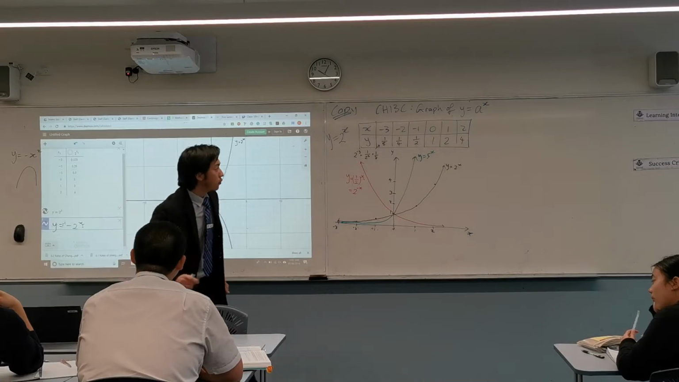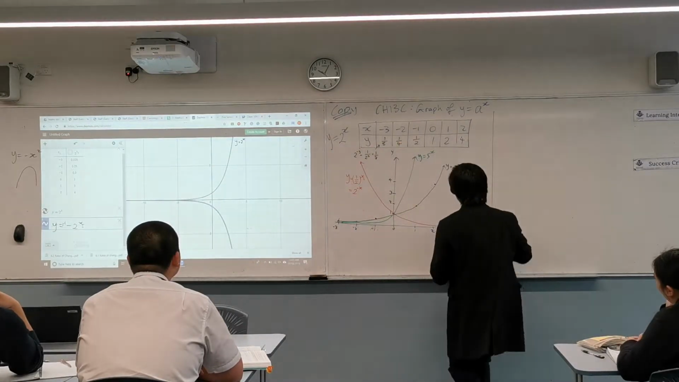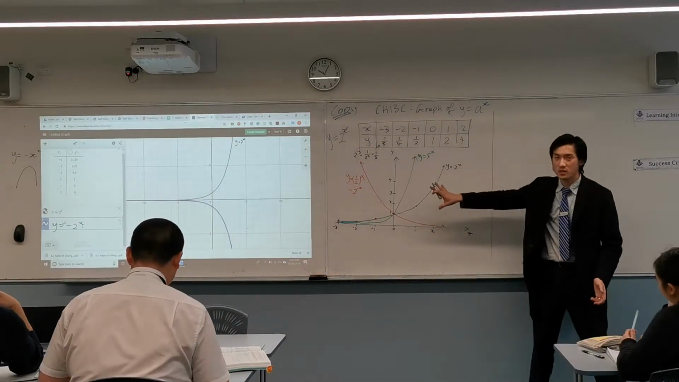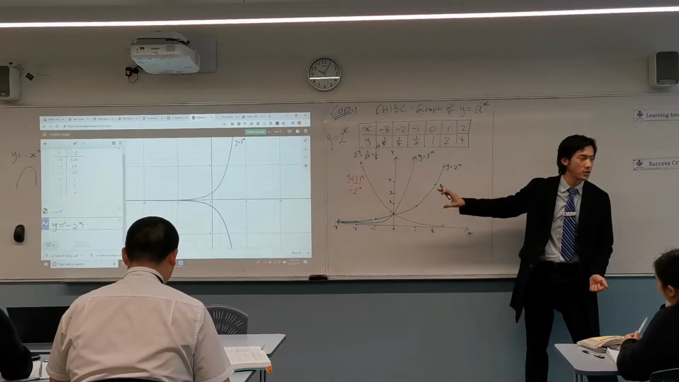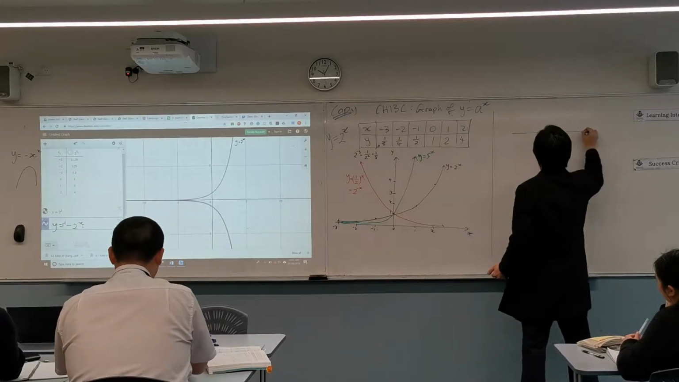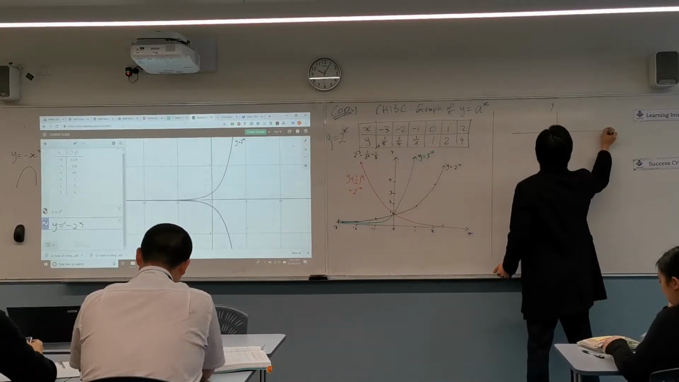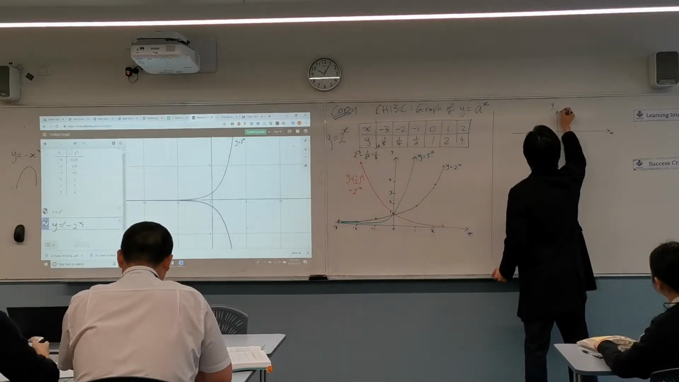So we're going to copy down a few more graphs, but this time not as detailed as before. So just brief sketches, so you can see what's going on. Y, x, no rule is necessary.